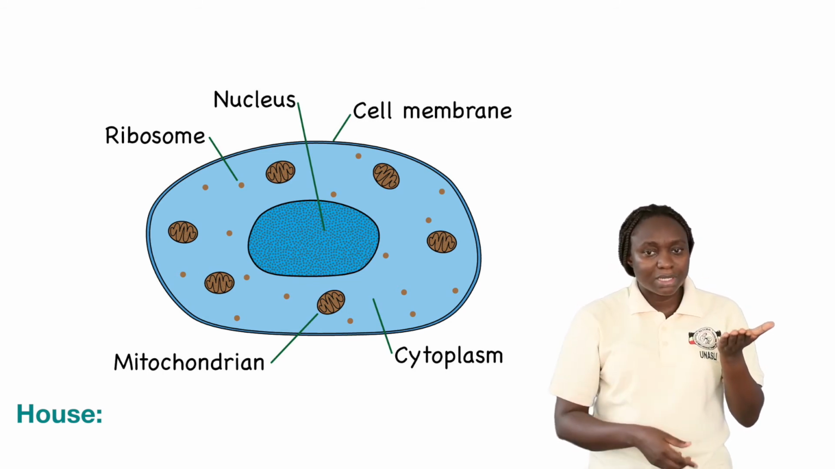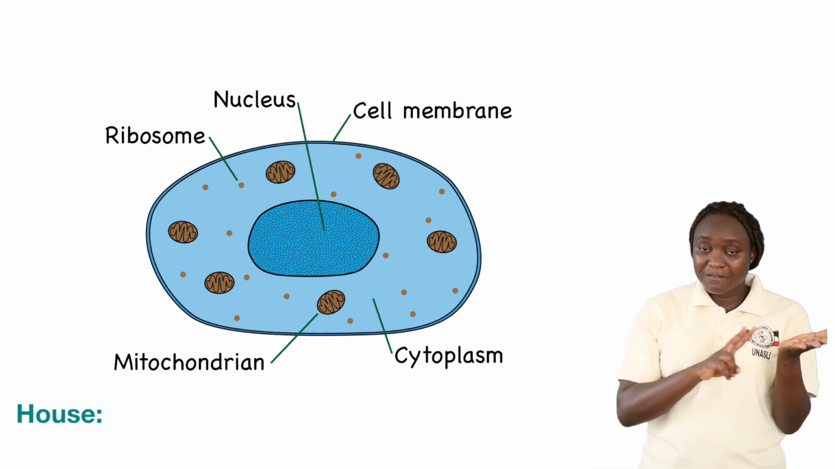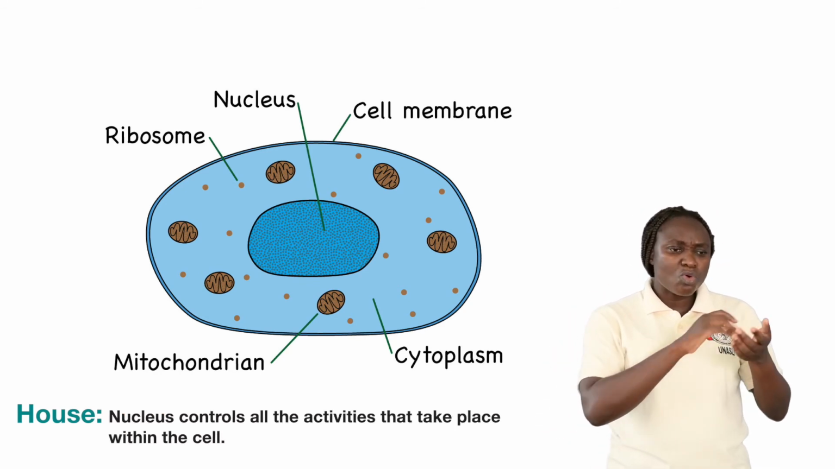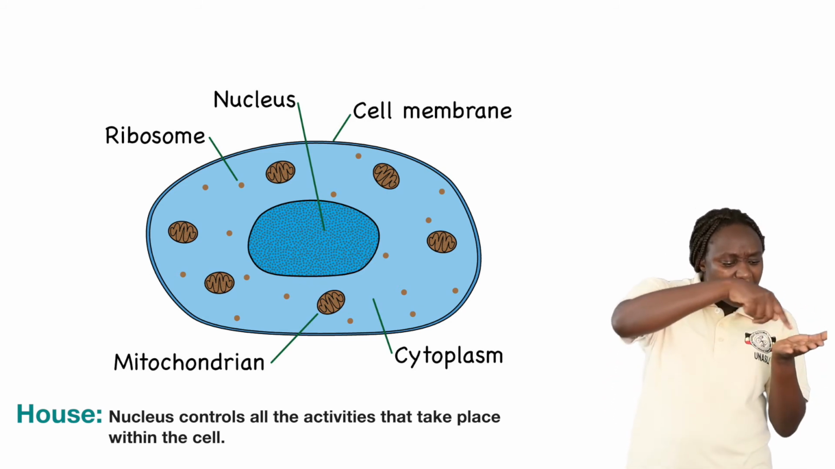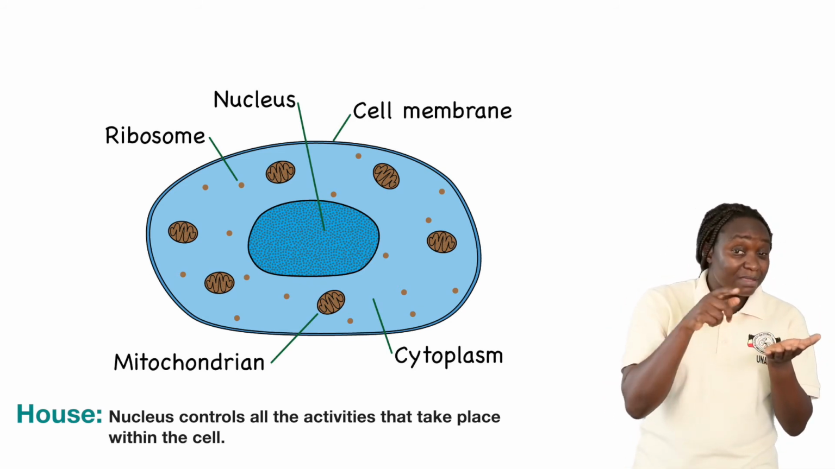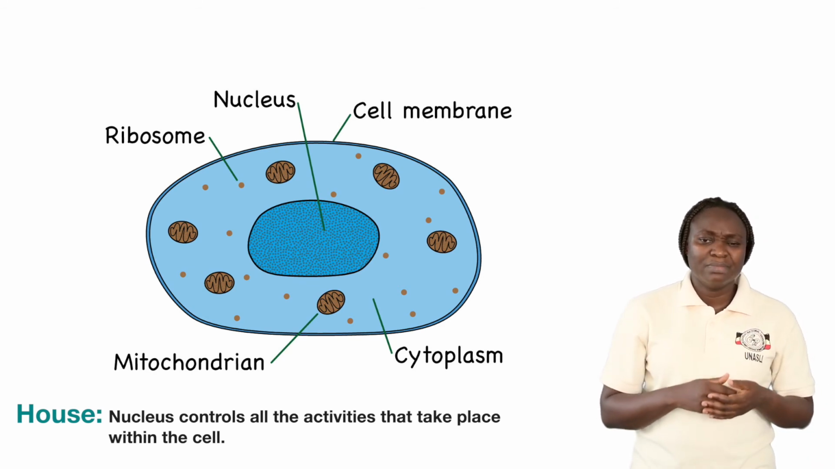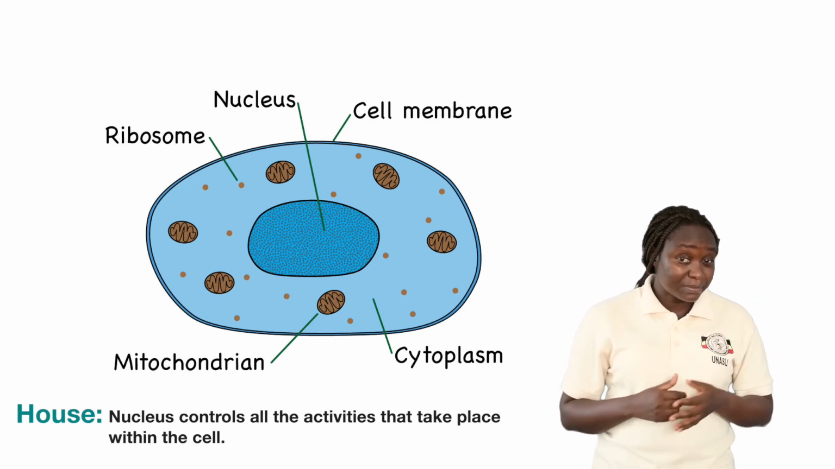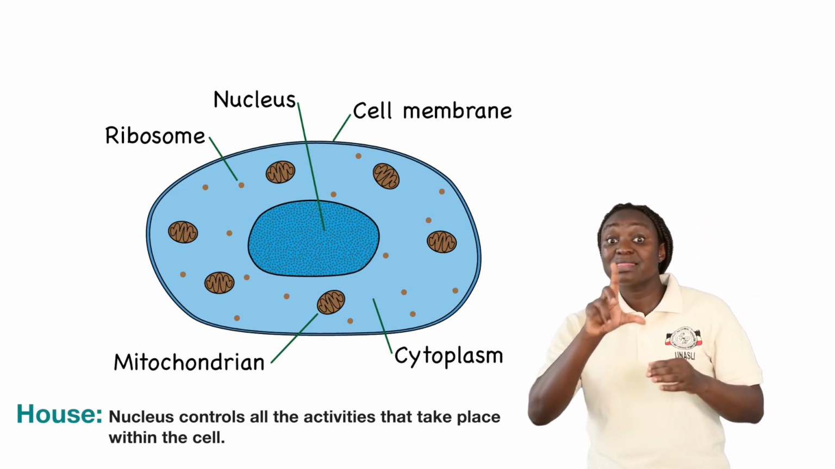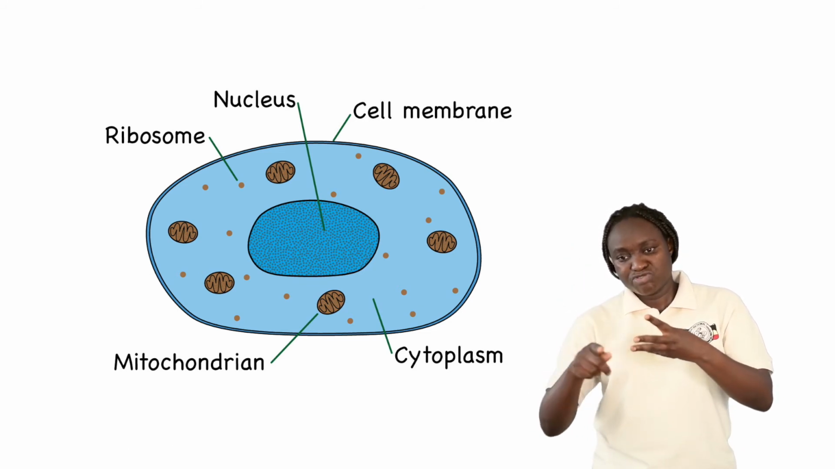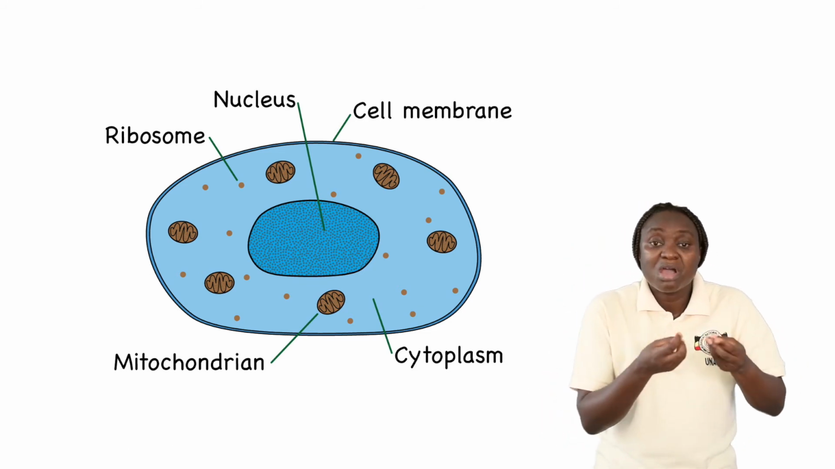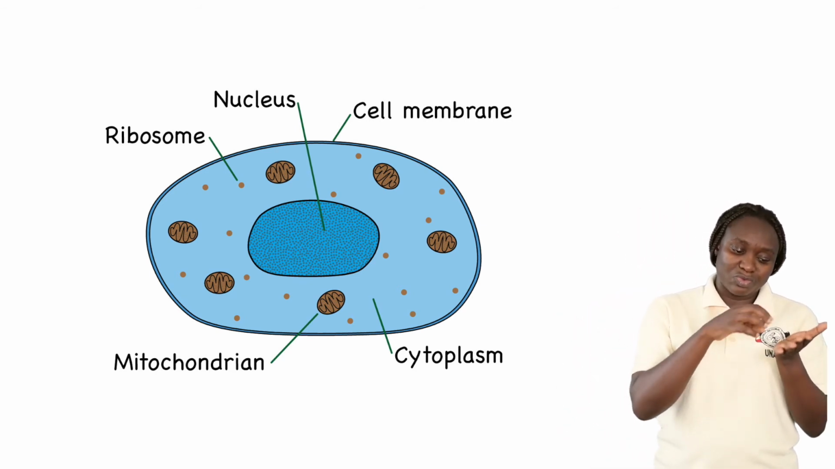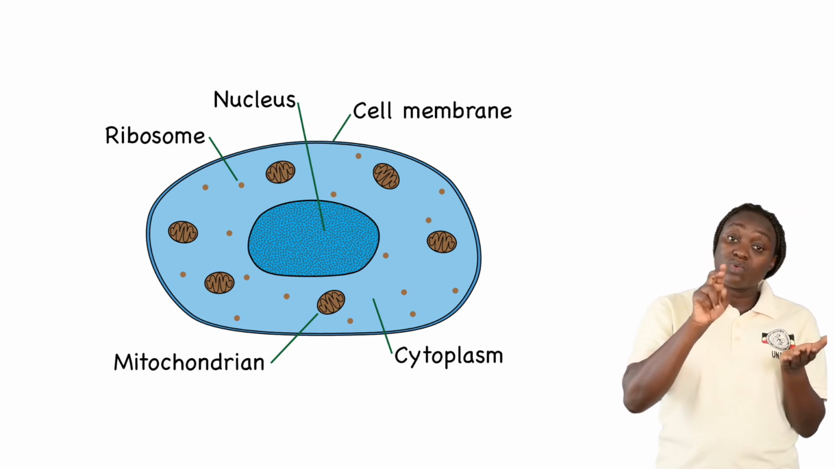The nucleus is similar to the house in the farm, and it controls all the activities that take place within the cell. What are those activities? If you remember what you studied in primary school, all living things have certain characteristics. There are several processes that all living things display. Those are the activities that take place within the cell. So the nucleus controls all those activities.